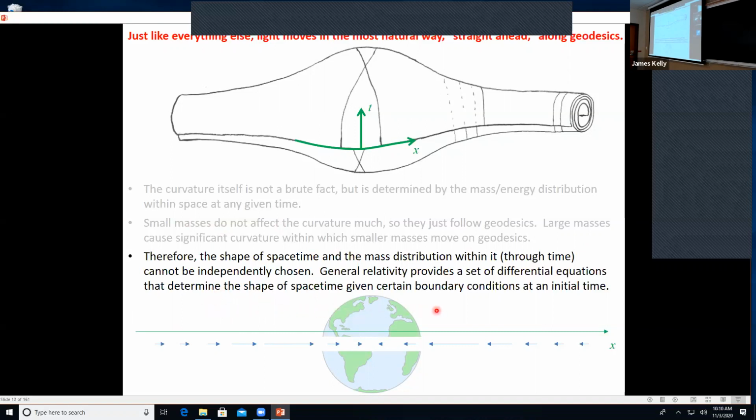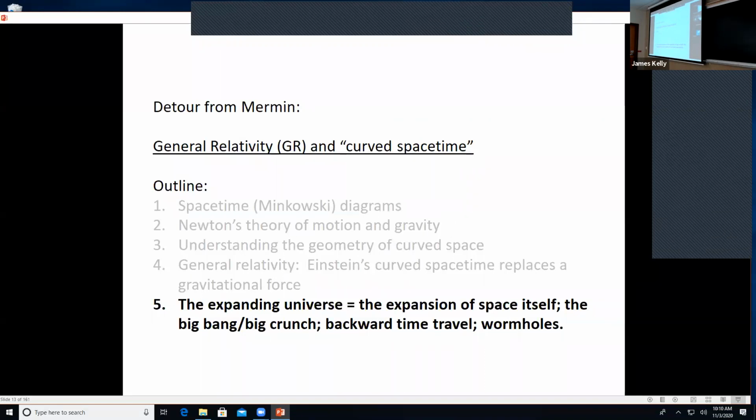But they determine the space-time shape given certain boundary conditions, and usually that's a boundary condition at an initial time. So if I know what the shape of space is and where all the mass is right now, according to somebody's definition of now, that's a complicated question, then I can determine how those masses are going to move and how space-time will be shaped moving forward in time if I solve this set of large number of coupled partial differential equations. We're not going to do that, but that's kind of the idea behind it.